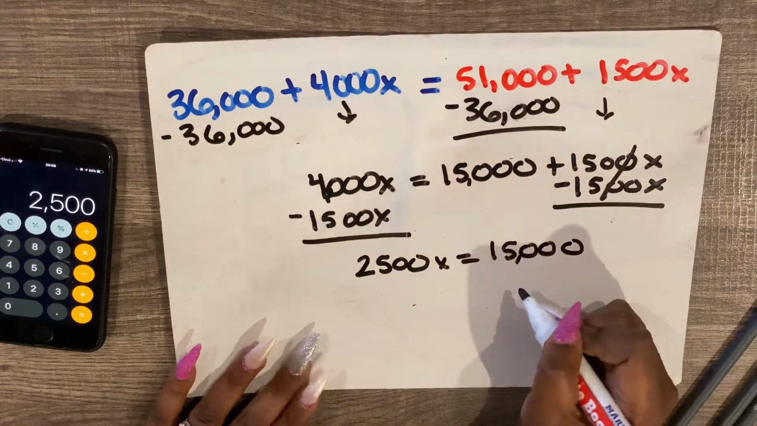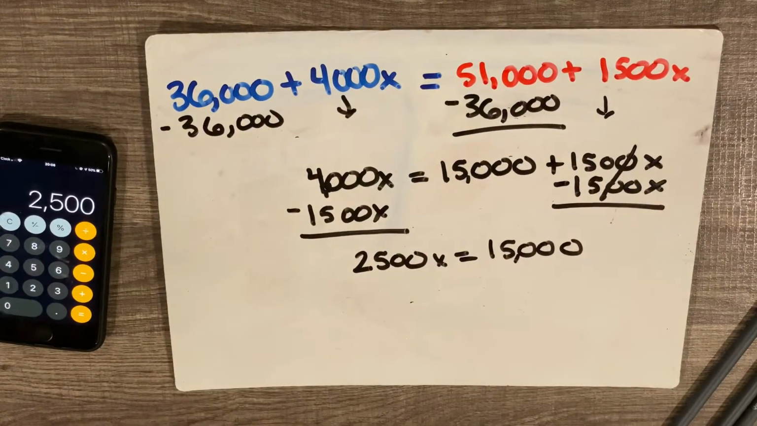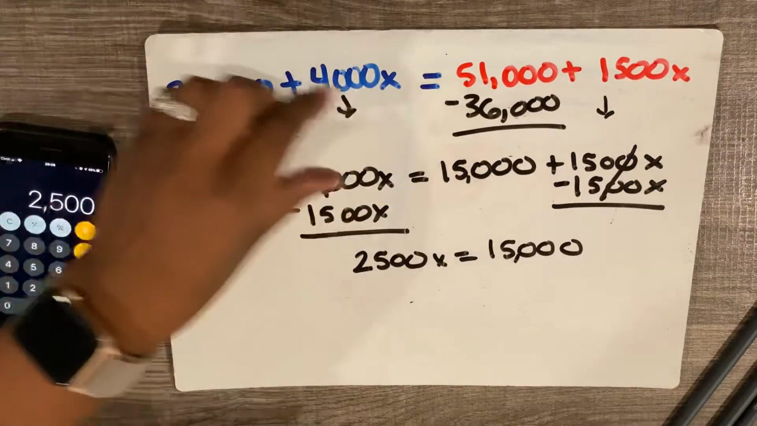15,000. So I've made my way from a word problem to extracting, to take out, to look for only the information that I need to use. And I wrote that out. I said, okay, Marshall is 36 a year and he gets 4,000 every year added to his salary. Jim starts at 51,000 and every year he gets $1,500 added to his salary. So that's what we have here. We have Jim and we have Marshall.